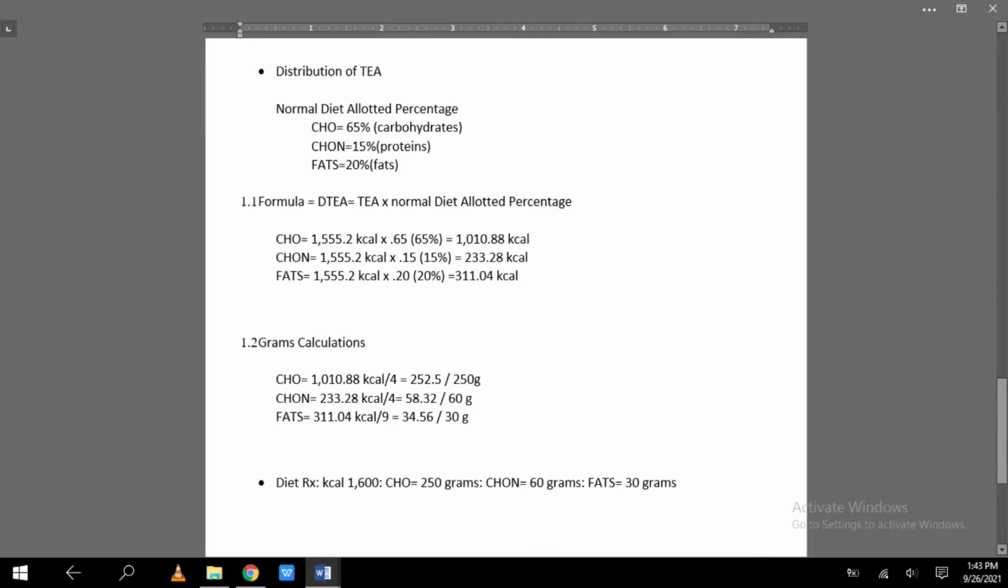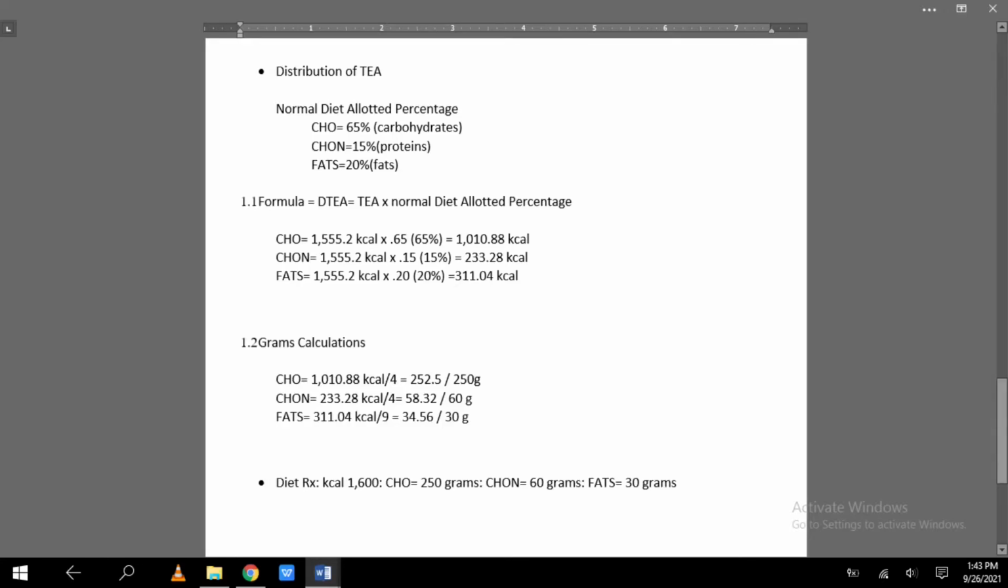So next, proteins, 1,555.2 kcal times 0.15 is equal to 233.28 kcal. For fats, 1,555.2 kcal times 0.20 or 20% is equal to 311.04 kcal.